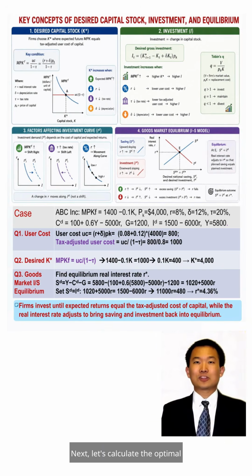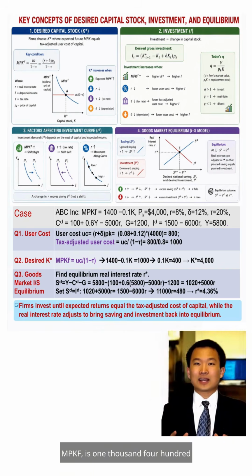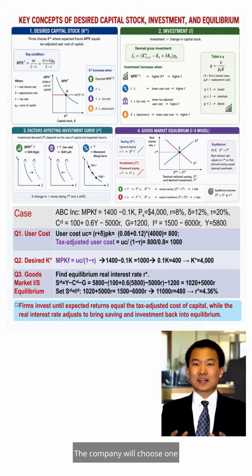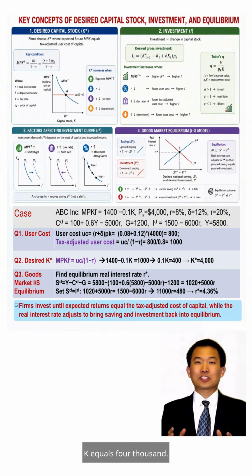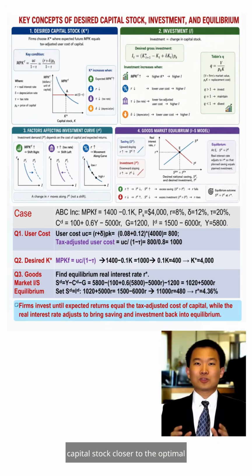Next, let's calculate the optimal capital stock. The problem states that the marginal product of future capital, MPK_F, is 1,400 minus 0.1K. The company will choose 1,400 minus 0.1K equals 1,000, so K equals 4,000. The company's ideal capital stock is 4,000 units. The essence of investment is to continually bring the actual capital stock closer to the optimal capital stock K.